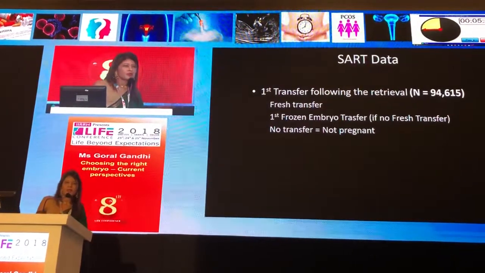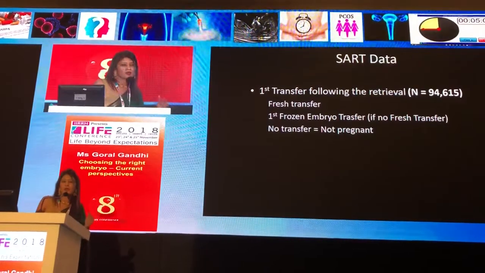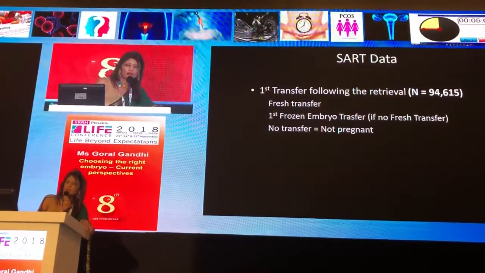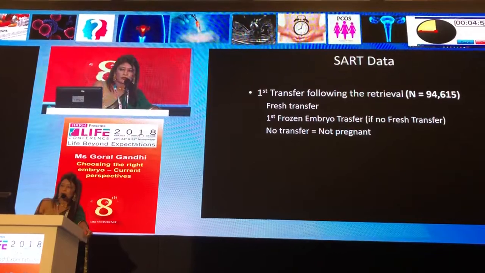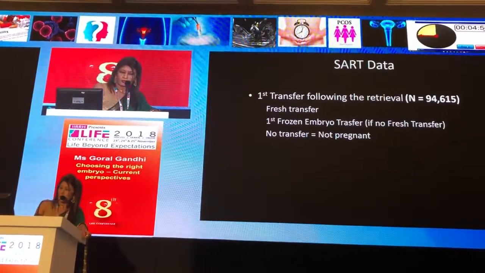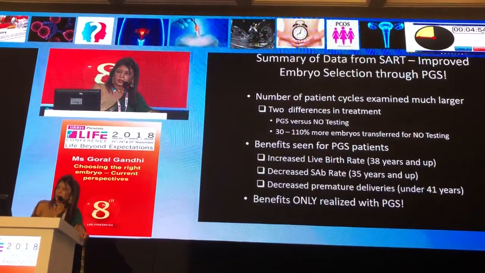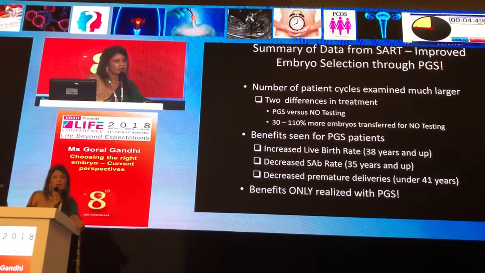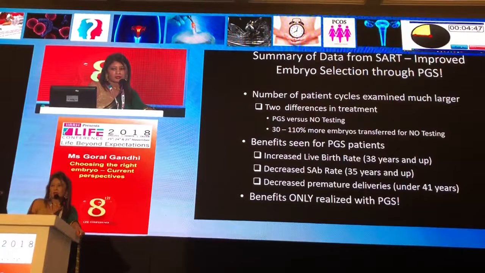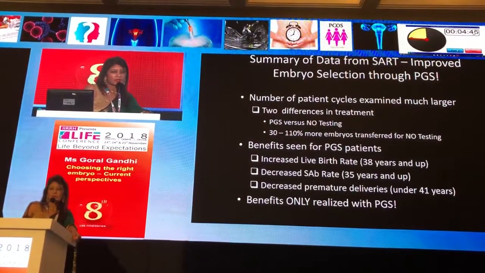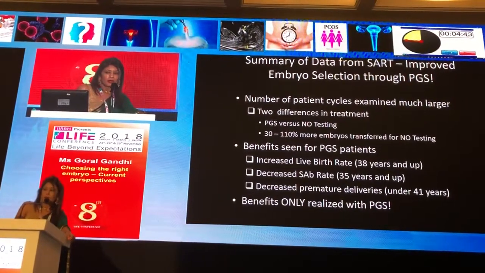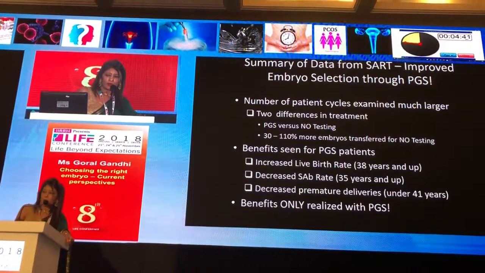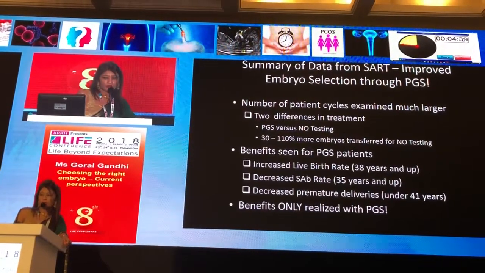The criticism for these studies is that the numbers are really small. These are from individual centers, very small numbers. So let us look at the SART data, which is a large number of cycles. So the number of patient cycles examined is much, much larger. Again, there were 2 differences in the treatment, PGS versus no testing, and 30 to almost 110% more embryos were transferred for the no testing group.